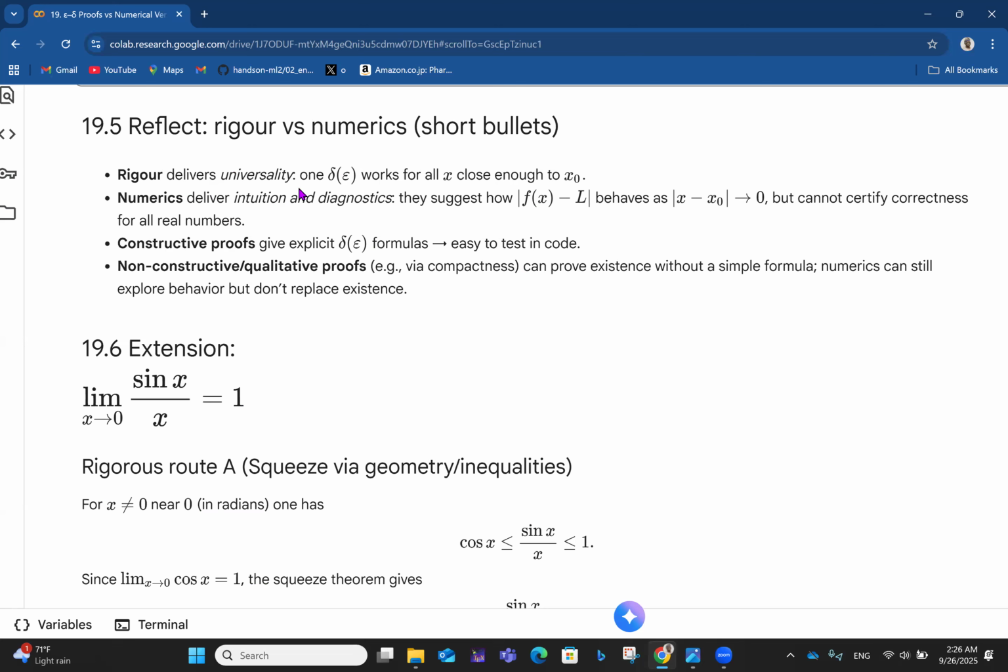And that is the essence of real analysis and some other abstract, pure mathematics areas, maybe like abstract algebra and all that. Then you have constructive proofs, which give explicit delta of epsilon formulas, and that is easy to test in code. Then you have non-constructive or qualitative proofs, e.g. via compactness, which can prove existence without a simple formula. Numerics can still explore behavior, but don't replace existence.